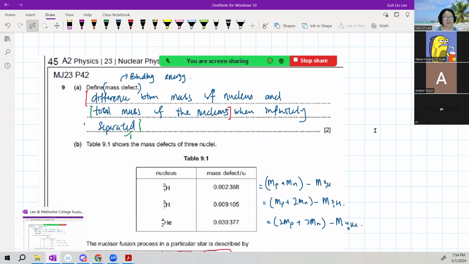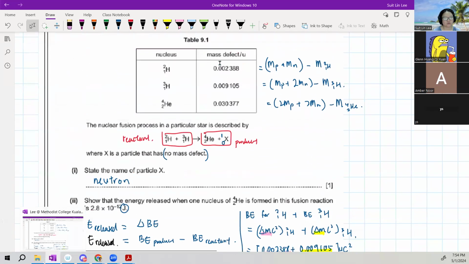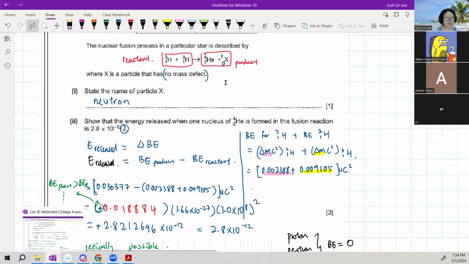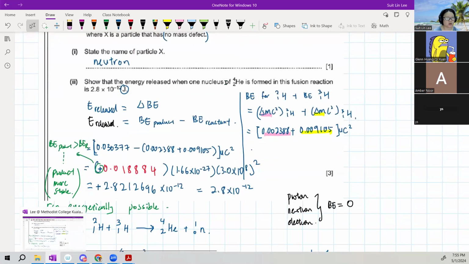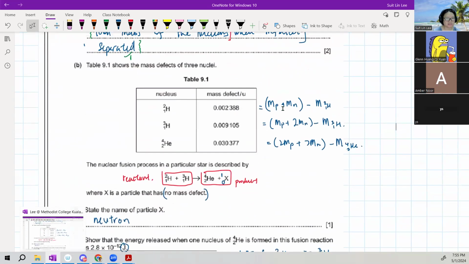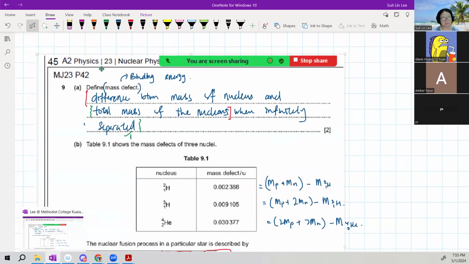So when you calculate binding energy and they give you the equation, you want to understand that sometimes they will give you the binding energy, sometimes they will give you the mass defect, and sometimes they will give you the mass on its own. For example, in this question in May/June 23, the question gives us the mass defect.